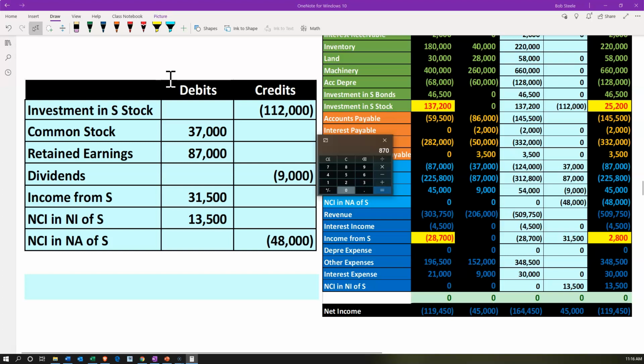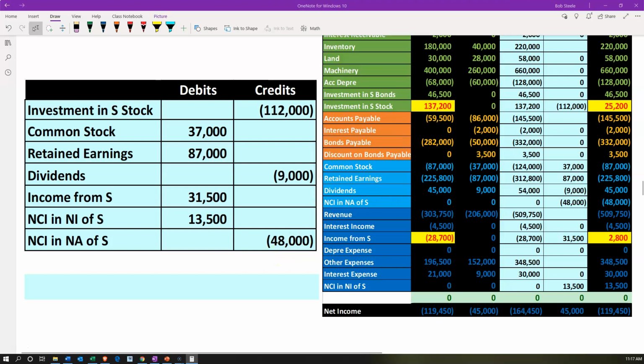37,000 plus the 87,000 plus the 31,500 plus the 13,500 minus the 9. That gives us that 160. Now we're just going to take that and multiply it times the 70-30 relationship, so times 0.7. Let's start with there. There's our 112. That's going to go to the investment side of things. And if we take that 160,000 times 0.3, we get the 48,000 down below.